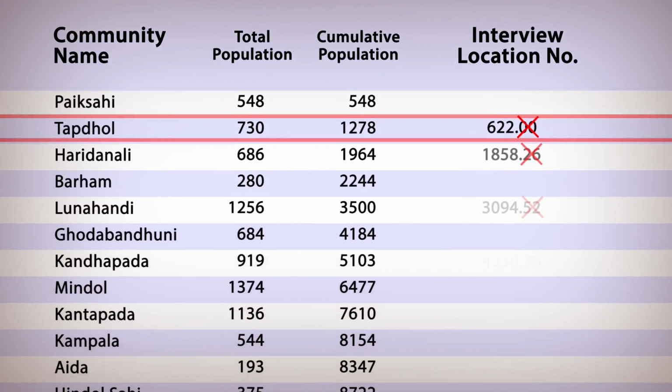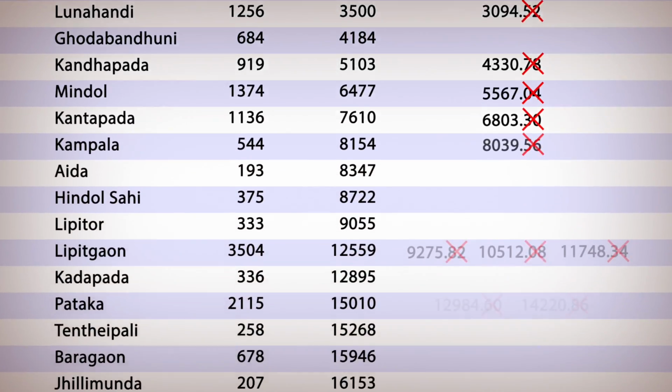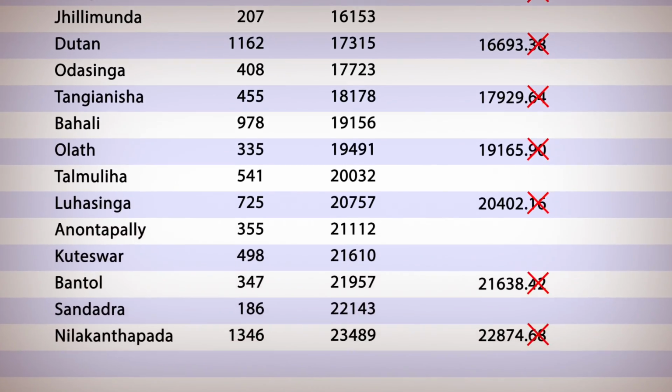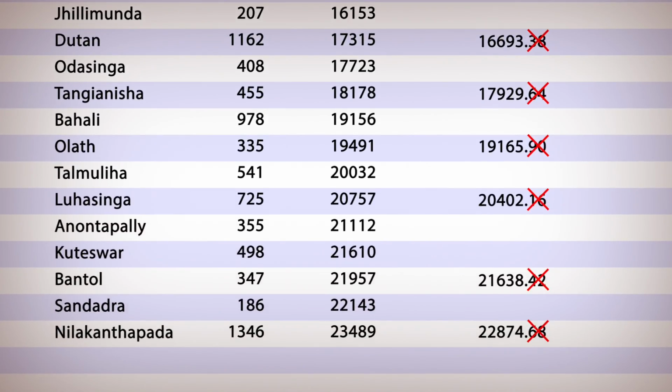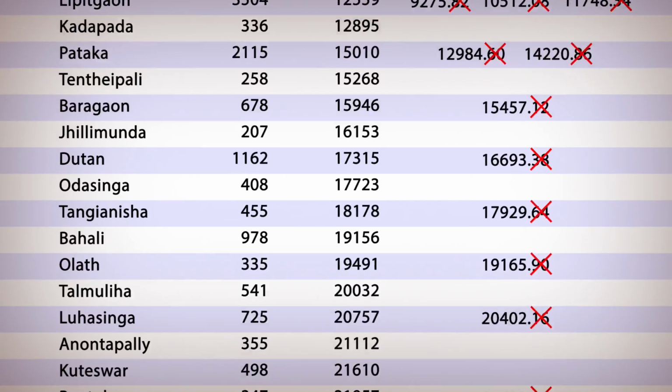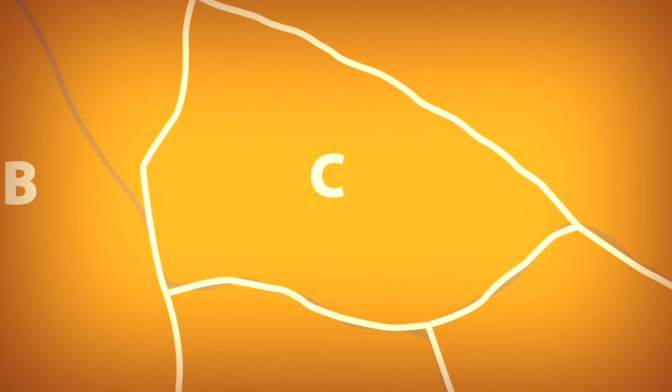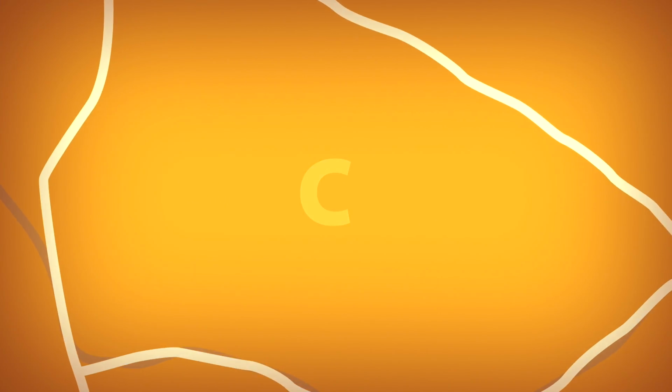This will give you 19 interview locations at regular intervals. It will tell us which communities to visit and how many interviews to conduct in each one. Larger communities may give us more than one interview location. Once this is done, you can make a travel plan for visiting the different communities.